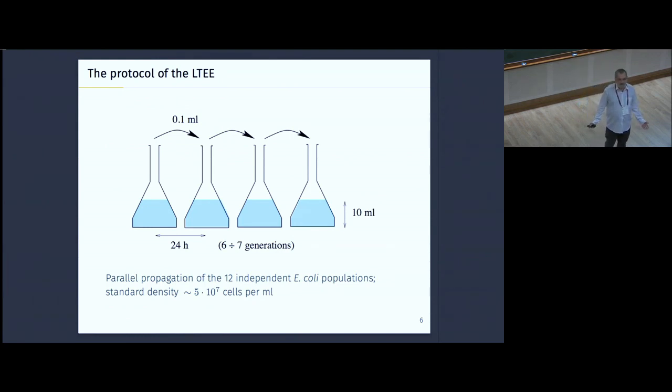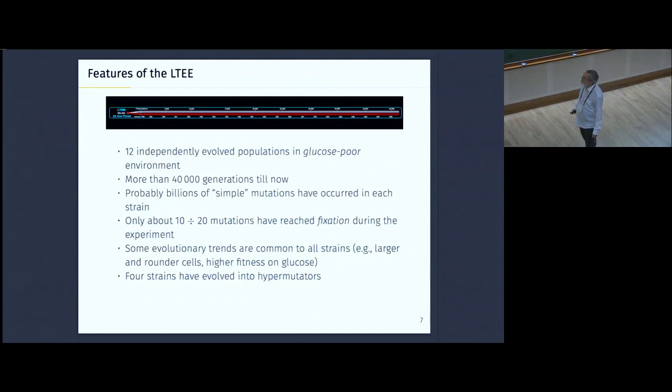At the beginning, the bacteria were very unhappy because this is a poor medium. And the first thing they did was, in fact, to grow slightly. This slide is old, I say this is 40,000 generations, but now I think there are about 60,000 generations, if I have computed correctly. And so they evolved in this glucose-poor environment, and there have been billions of simple mutations which arose. But of these billions of simple mutations, at this time, which was about 10 years ago, only 10 to 20 mutations have fixed in one or the other of the subpopulations.